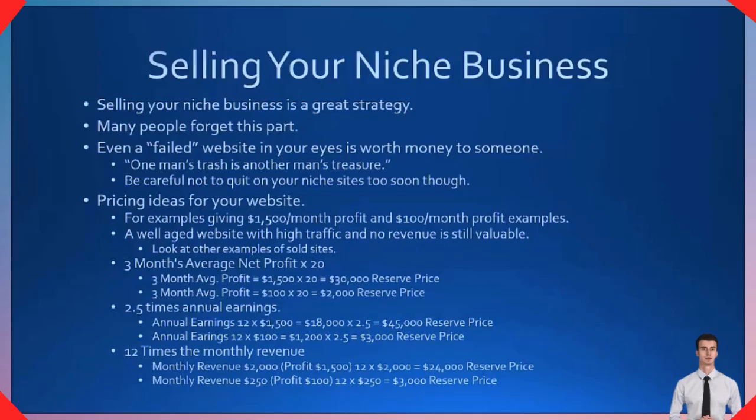Now, one thing to keep in mind though is if you are in the business of building up these niche sites and trying to sell them, and part of your revenue really is dependent on if you sell these sites, you may have to actually go low on some of these estimates. You may only do 12 times the monthly revenue, or 2.5 times the annual earnings, or you may want to only do like 1.5 times the annual earnings. And that way you're doing a lower price point. It's all about what people are willing to pay.